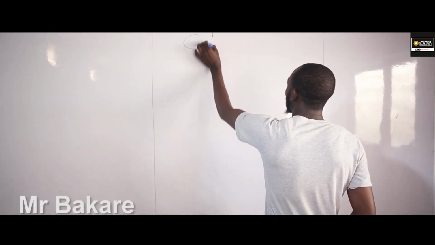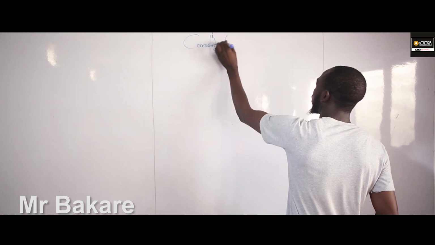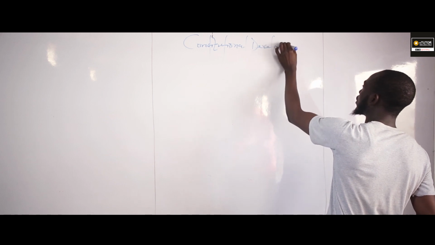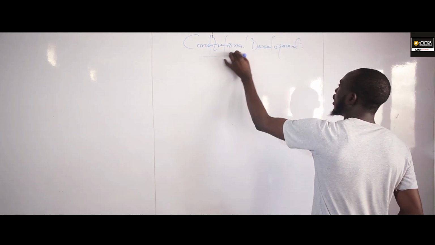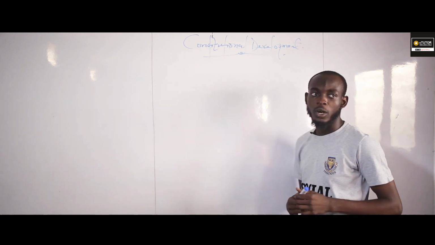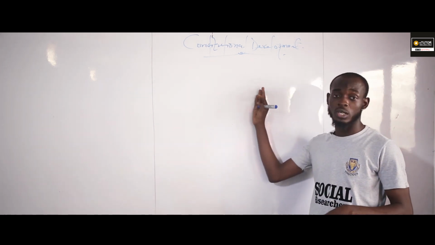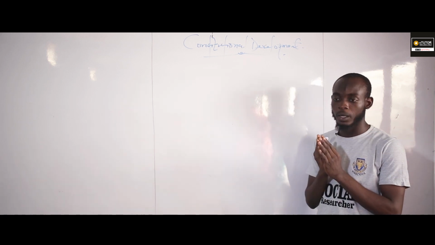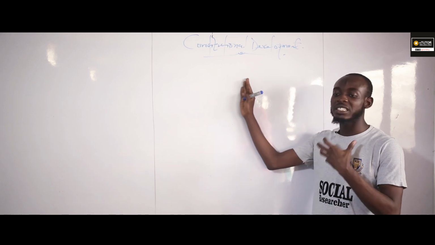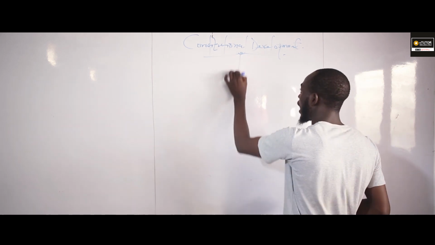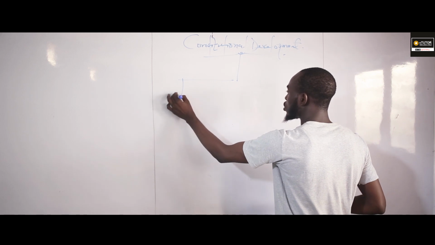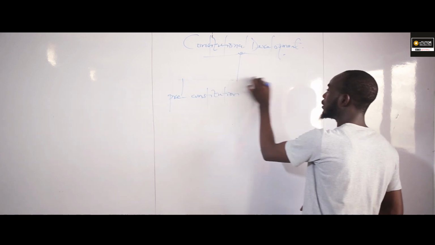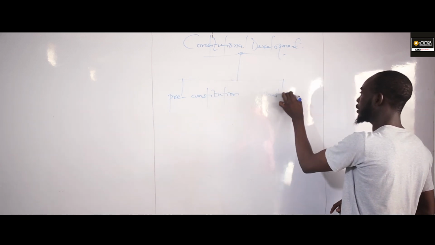Now, let's start with constitutional development. Before we understand what we call constitutional development, there are two things we need to know. This constitutional development is subdivided into two. We have pre-constitutional development and post-constitutional development.